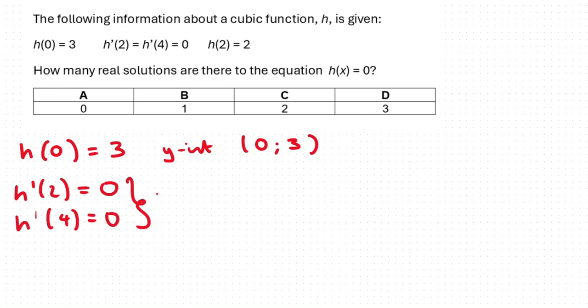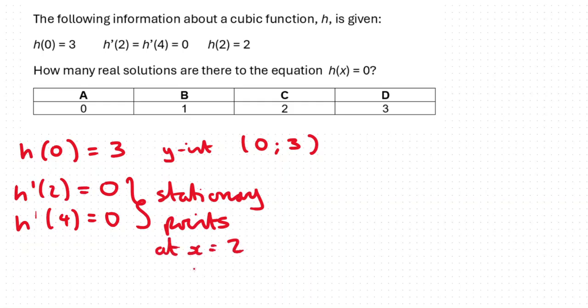h dash of 4 equals 0. What we're saying there is that we have stationary points at x equals 2 and x equals 4. All right. And then finally, h of 2 equals 2 means that we've got a point (2, 2), x is 2 and y is 2. So that means that the stationary point at x equals 2 is actually at (2, 2).